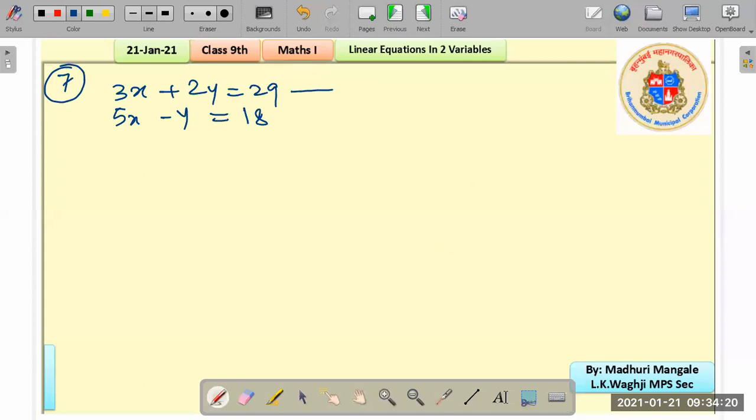First we number the equations, equation 1 and equation 2, and then compare the x terms and the y terms. So x terms are 3x and 5x, y terms are 2y and minus y. So both of them are different. What should we do? Look for the term with coefficient 1. So easily we can multiply equation 2 with the coefficient of the other variable, that is 2. So multiplying equation 2 with 2.